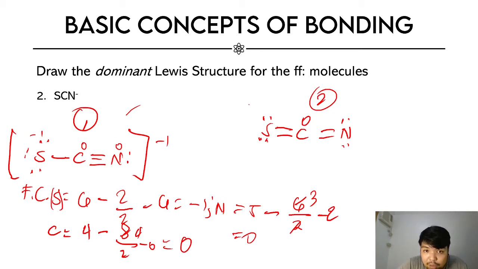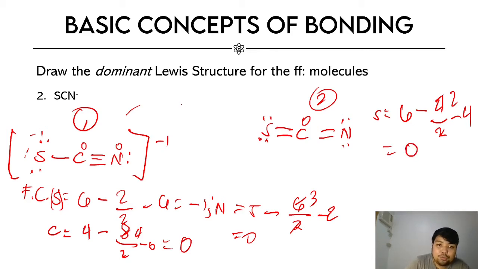Now for the sulfur, it obviously has 6 valence electrons minus. It will now have a double bond, so therefore it will have 4 bonding electrons divided by 2 minus 1, 2, 3, 4 non-bonding electrons. So 4 divided by 2 is equal to 2, and 6 minus 2 is equal to 4 minus 4. So the formal charge of sulfur is 0.